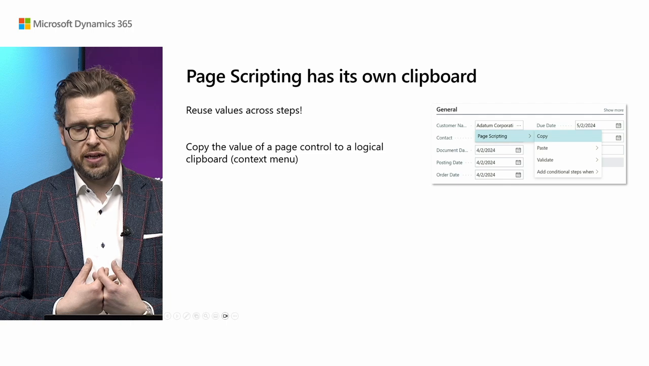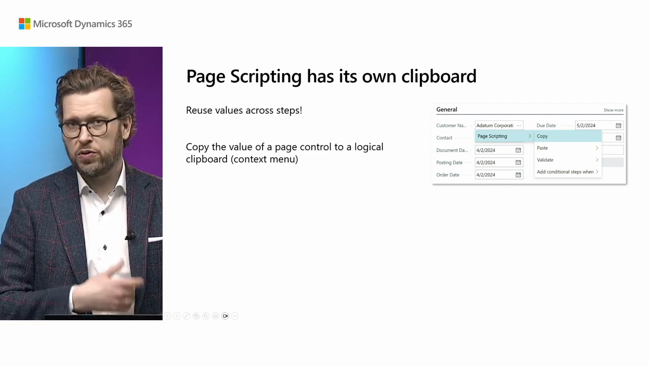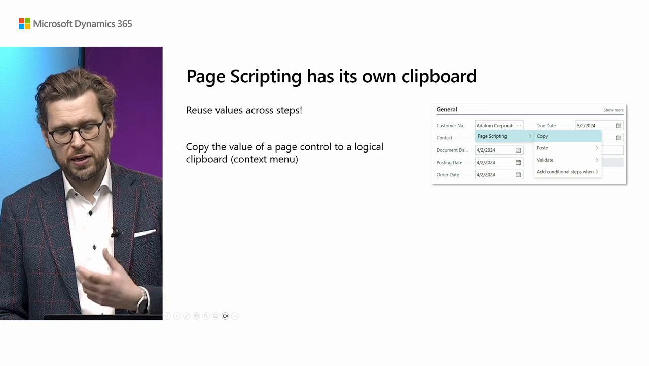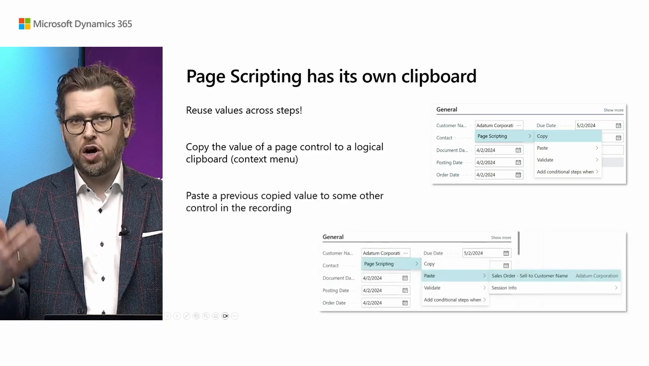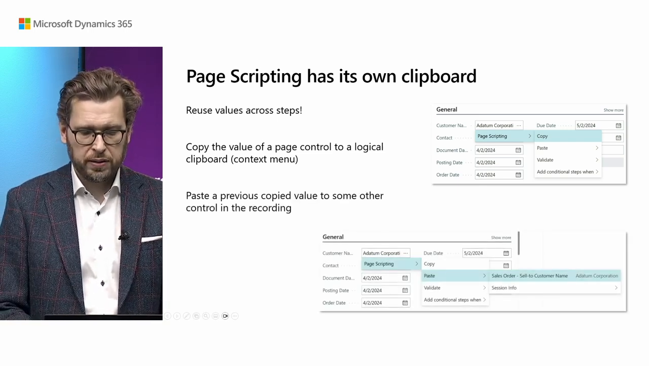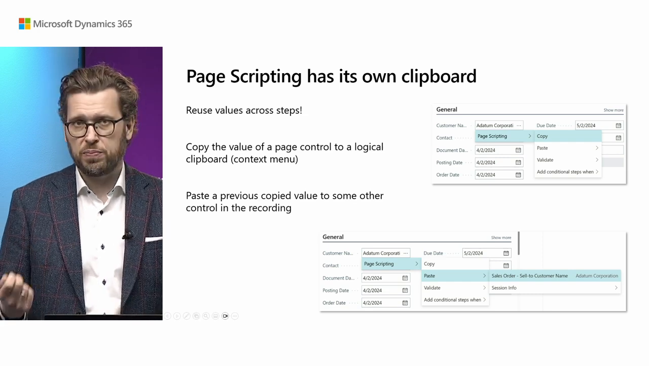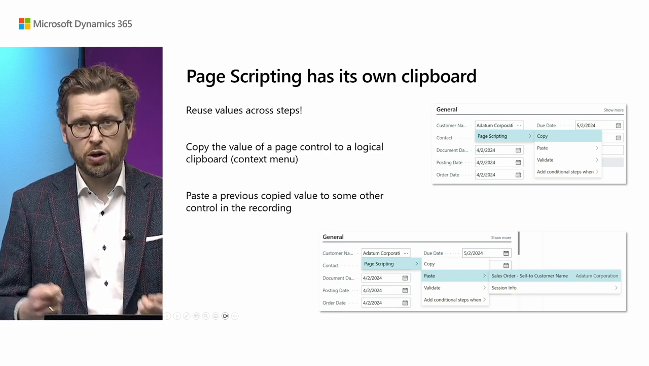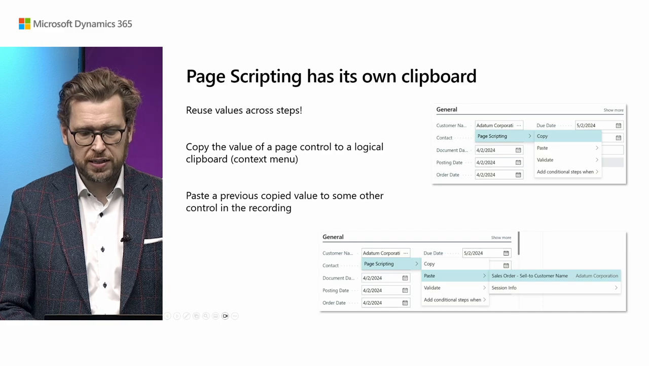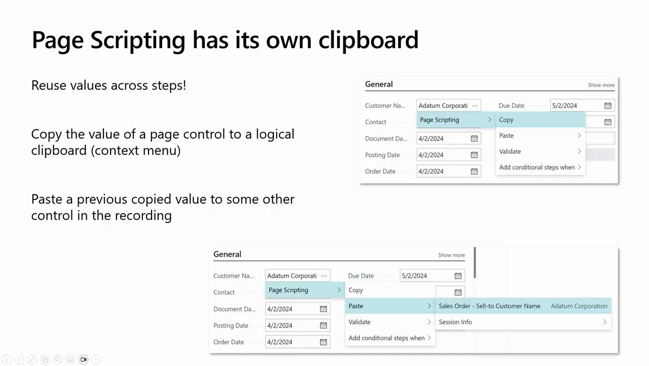And the way this works is, again, with the context menu on fields. Whenever you have a value, you can right-click during recording. You will have the page scripting context menu. You can then select copy, and that will copy it to the page scripting clipboard. That means that at a later stage, a separate step where you need that value, you can again invoke the context menu, but now you can go to paste, and as we see here in this example, we have an option to put in the sell-to customer name, Adatum Corporation. We can then paste that in that next step, right? So that's a really convenient way to reuse values across steps.